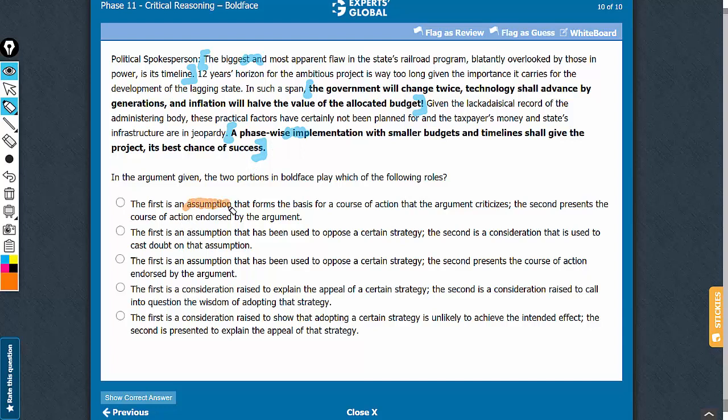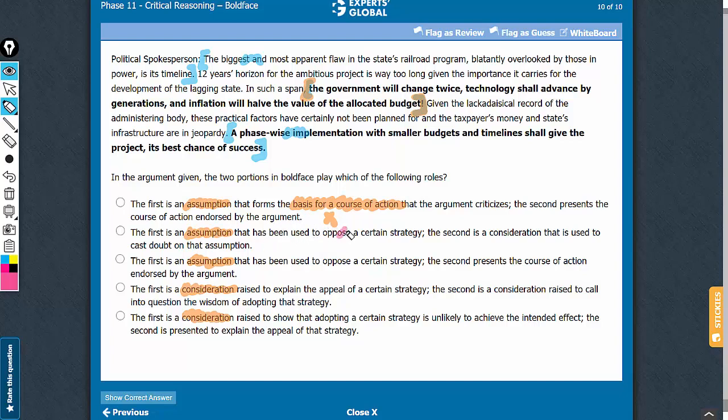Look at answer choice A. Yes, assumption is a fine term for the first boldface. Even consideration is a fine term, so the terms used are all right. An assumption that forms the basis for a course of action that the argument criticizes. No. See, this first boldface is a part of the criticism. This is not something that forms the basis for the course of action that the argument criticizes. This is not the basis of the older original plan. This is a criticism of the same. So answer choice A can just not be correct.